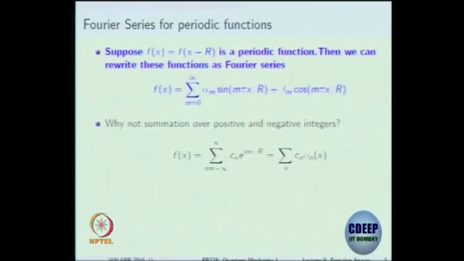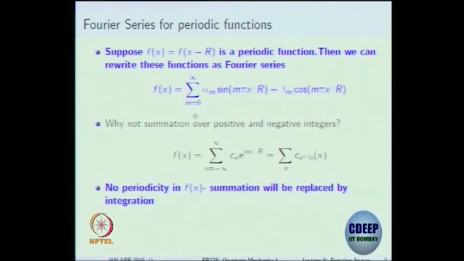Suppose I don't have this periodicity. The periodicity allowed us to write this expansion, which satisfies that periodicity. But if I don't have this periodicity, I have to replace the summation by an integration. What is that integration called? Nothing but a Fourier transform.